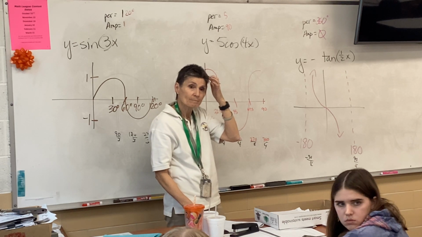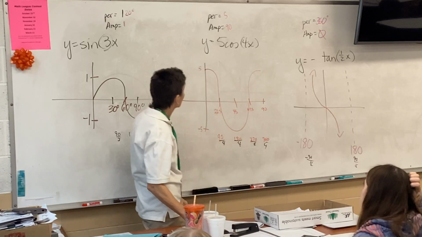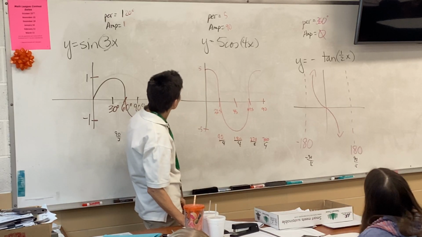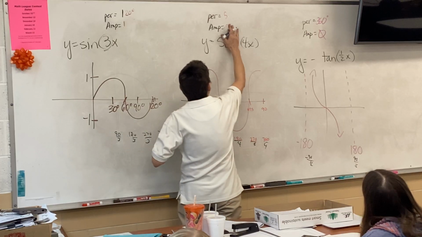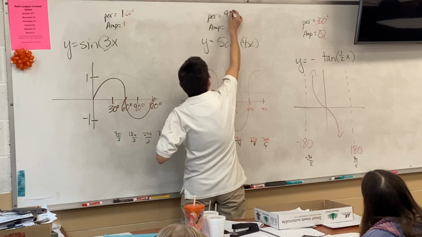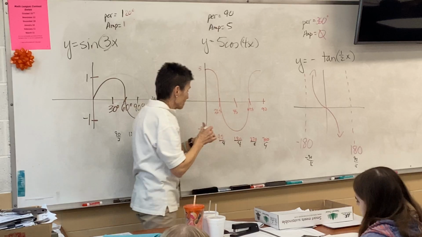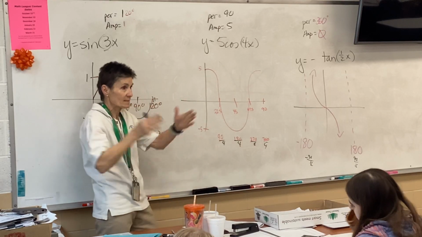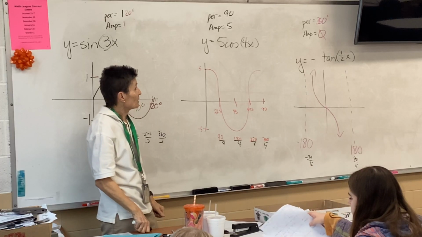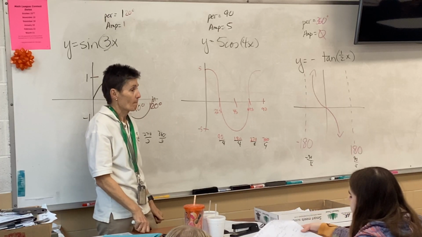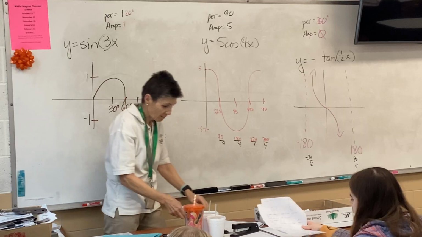Annie, Julie, you got a question? On the second one, wouldn't the period be 90? Oh, yeah, we switched around. Thank you, Julia. I didn't even pay attention to that. The period's 90, the amplitude's 5. Yeah, period is this way. Amplitude's up and down. Thank you, Julia. I didn't even notice. Okay? All right, what's next?